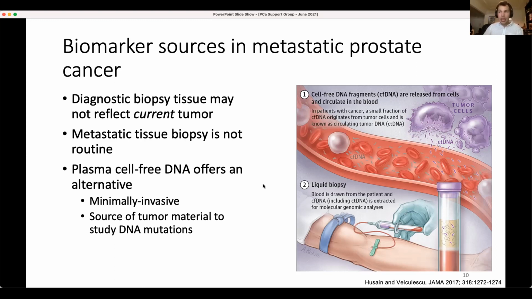Now, fortunately, in prostate cancer, there's a very convenient alternative, and this is something called plasma cell-free DNA, and this is what our lab studies. So all your cells, both your healthy cells and tumor cells, when they die, they shed a little bit of DNA into the bloodstream. So we can actually collect these DNA fragments from a routine blood test and look at these DNA fragments for mutations and basically use this to inform clinical care.